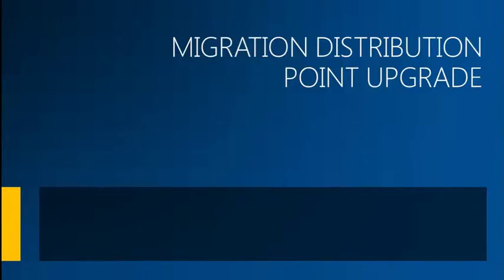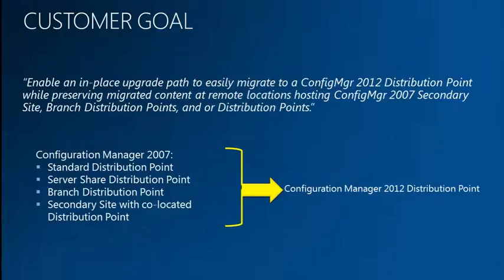To do a migration distribution point upgrade, you first have to enable shared distribution points. The great thing about migration distribution point upgrade is that we can convert the migrated content that's already down there, and you don't have to re-migrate it. What we really wanted to provide was an in-place upgrade path. You've heard all week that we have no in-place upgrade, but that's only for site servers. If you have a distribution point, you can do an in-place upgrade. We want to get you from a 2007 distribution point, and it doesn't matter if it's a server share DP, a branch DP, or a distribution point co-located on a secondary site.